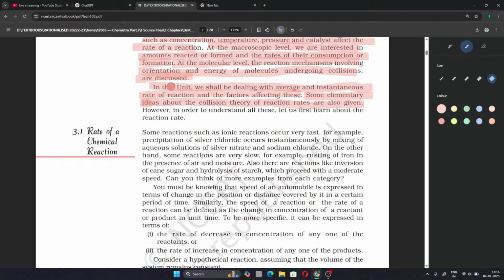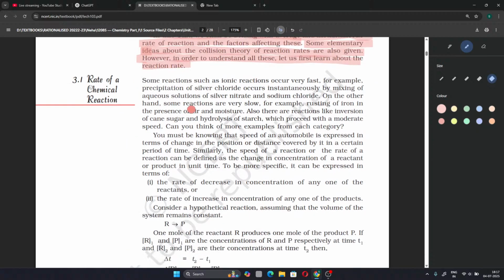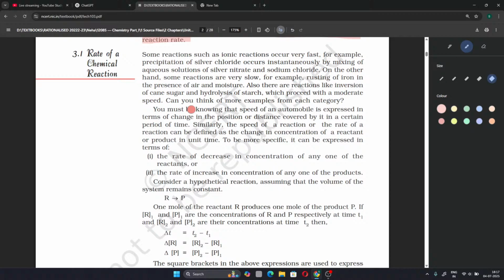They said something about learning about the collision theory of the reaction. Fine. However, in order to understand all these, let us first learn about the reaction rate. First, we are going to read about the rate of a chemical reaction, starting off with the first topic in chemical kinetics. Some reactions, such as ionic reactions, occur very fast.